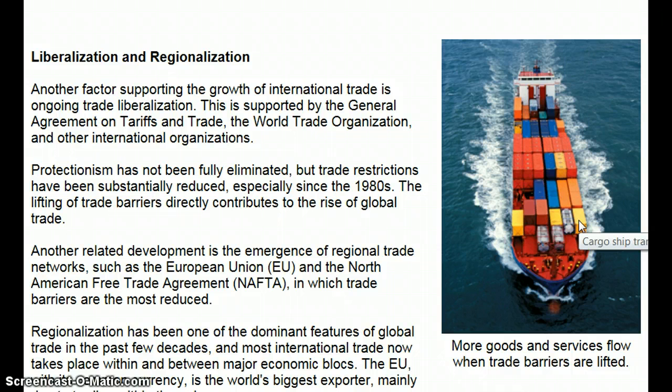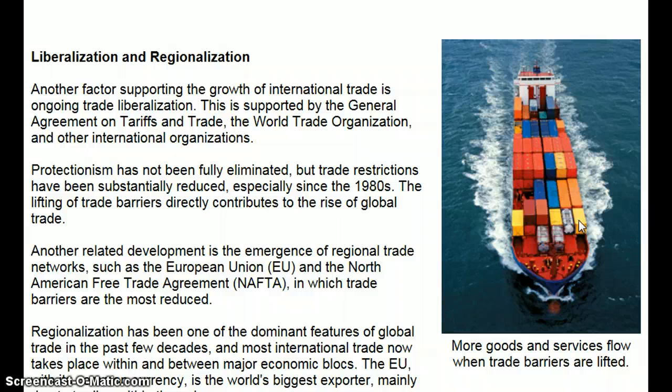Liberalization and regionalization. Another factor supporting the growth of international trade is ongoing trade liberalization. This is supported by the General Agreement on Tariffs and Trade, the World Trade Organization, and other international organizations. Protectionism has not been fully eliminated, but trade restrictions have been substantially reduced, especially since the 1980s. The lifting of trade barriers directly contributes to the rise of global trade.